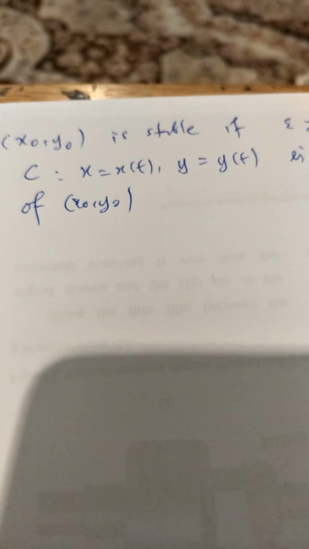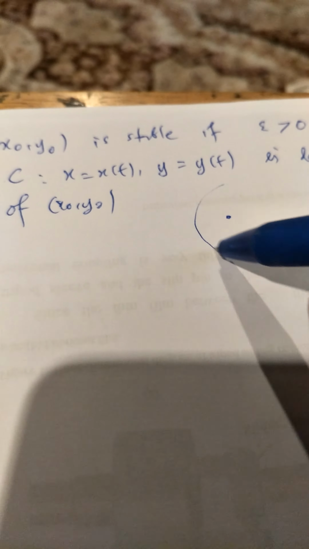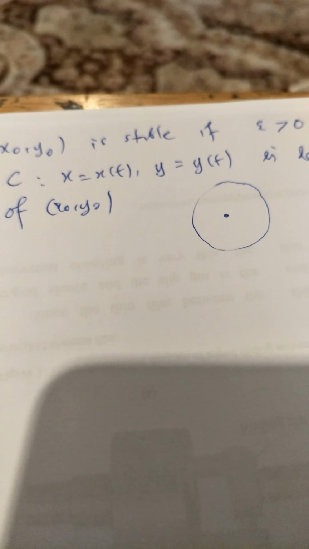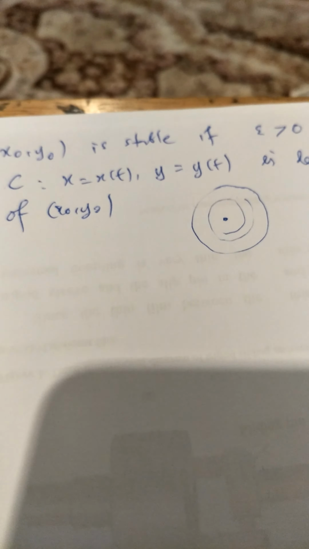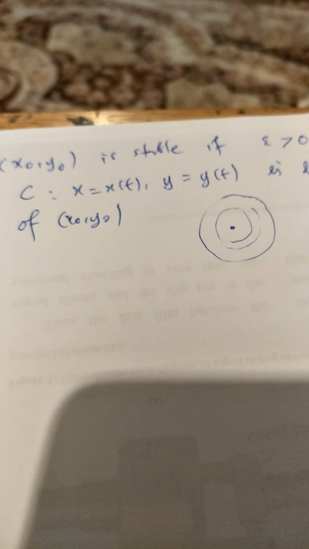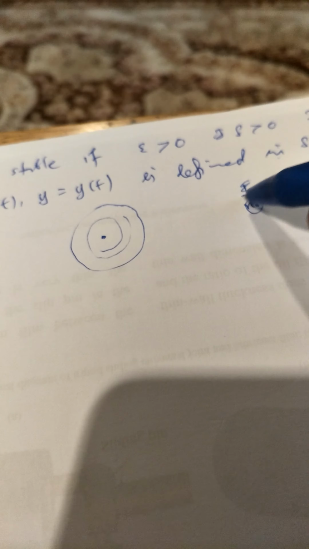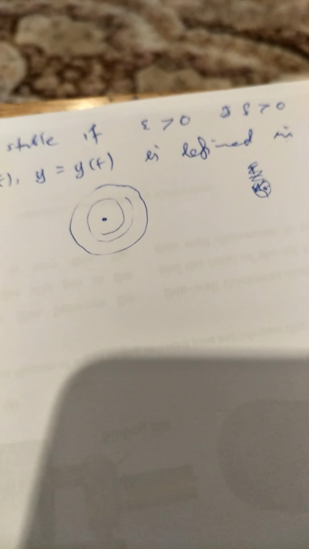What we mean here is that the trajectory is defined, so we don't have something like a divide by zero. For example, if you have x0 y0 there, this is the delta neighborhood. Inside there we have the trajectory, where this trajectory is defined. So we don't have something like 1 over x when x is 0, which is undefined. So this function is defined.